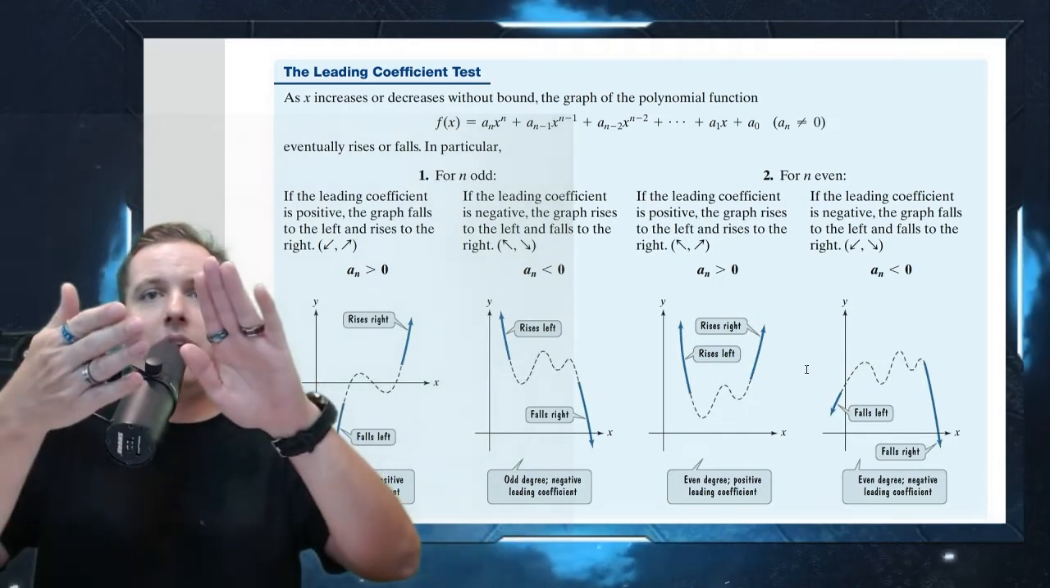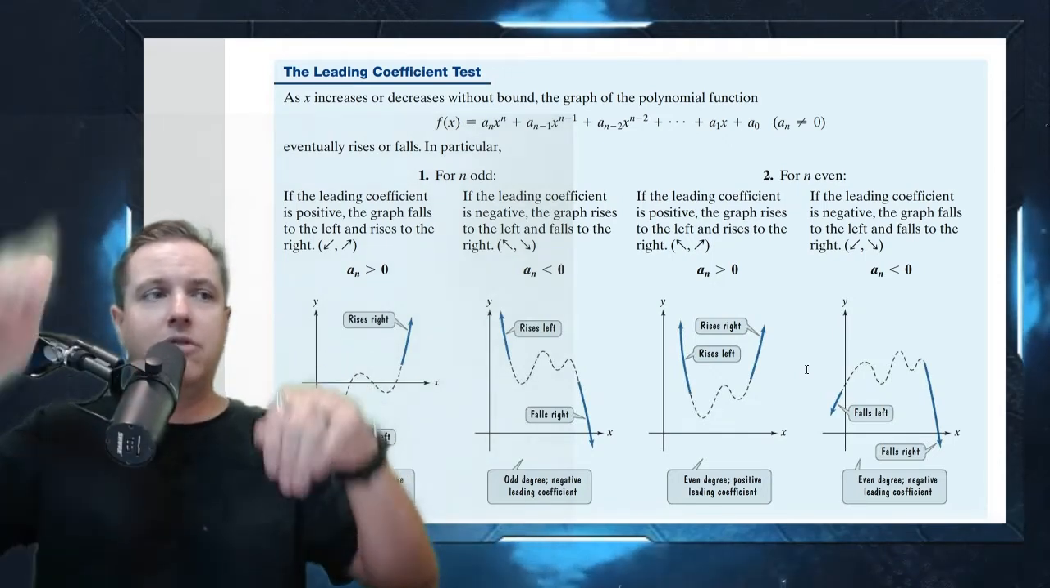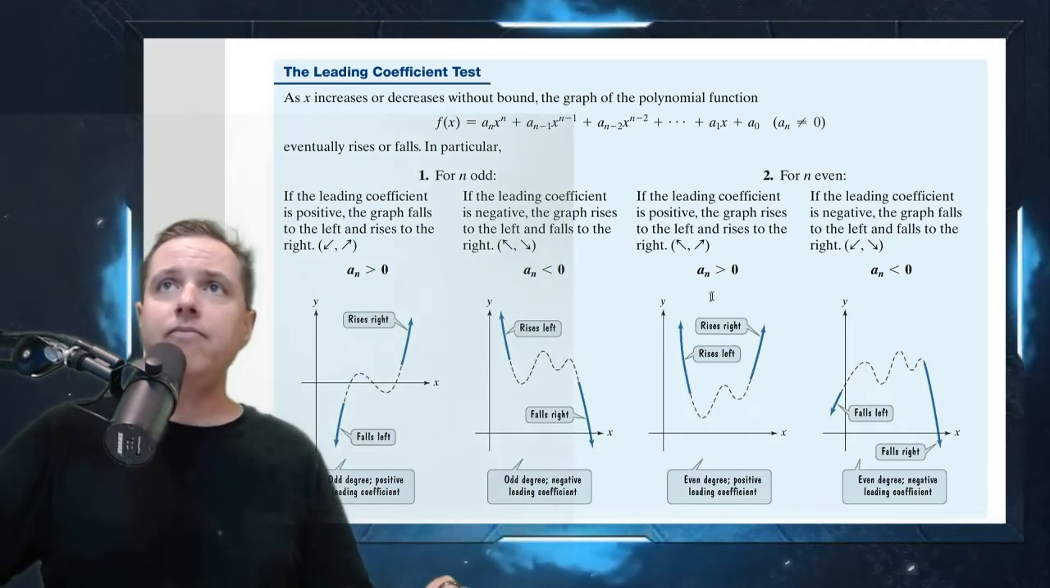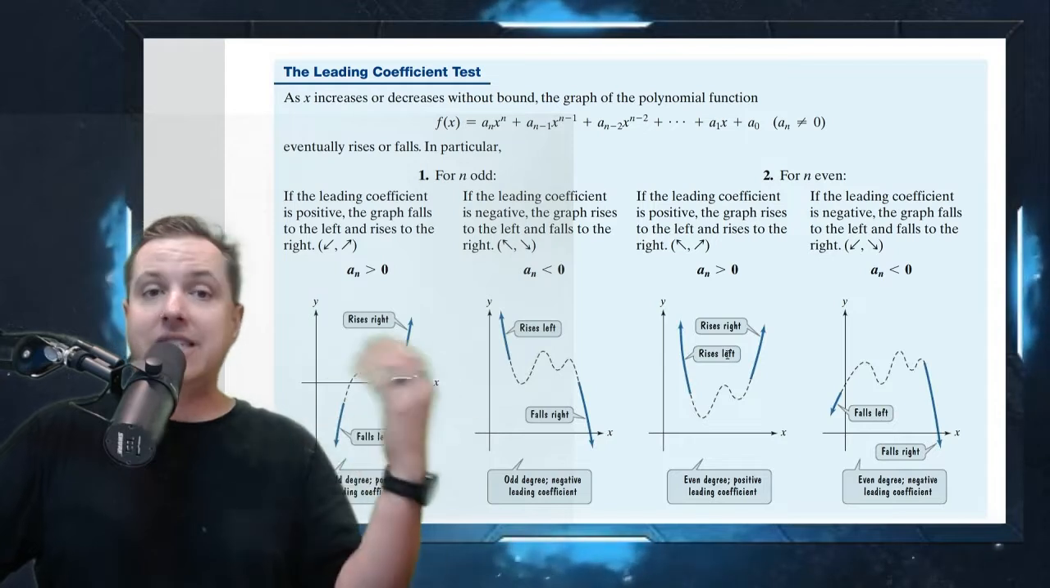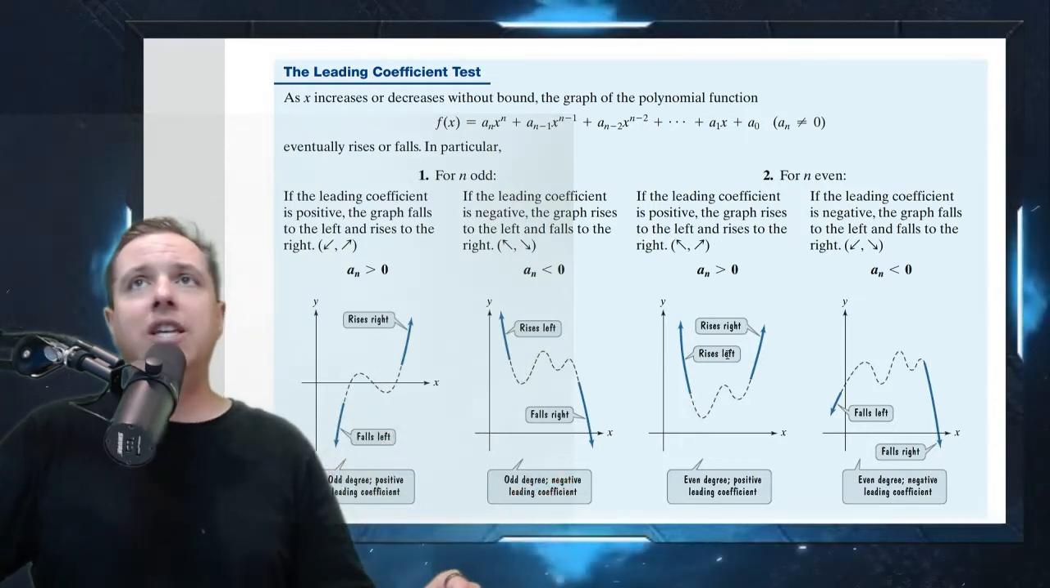You don't see a parabola where they're going the opposite directions from each other. That doesn't happen, right? And if you think about it, a quadratic is an even degree polynomial. It's a second degree polynomial. So we're seeing what we would expect.